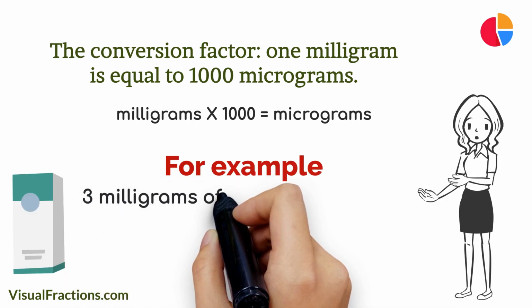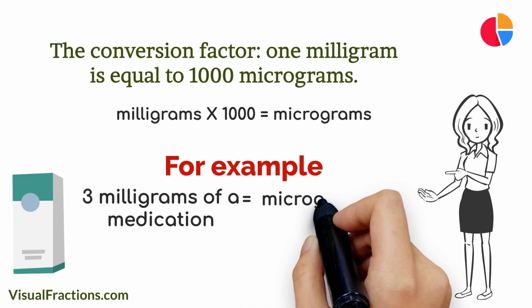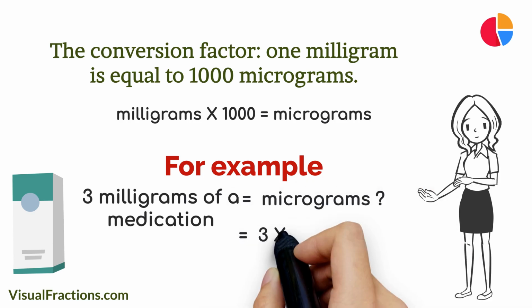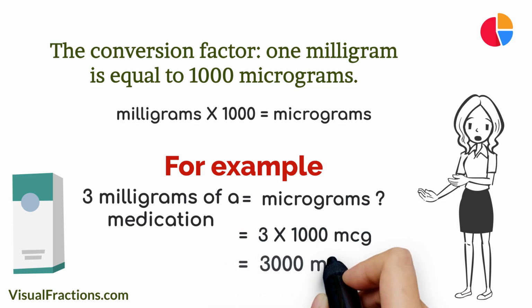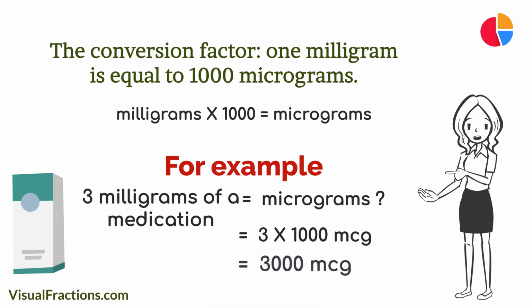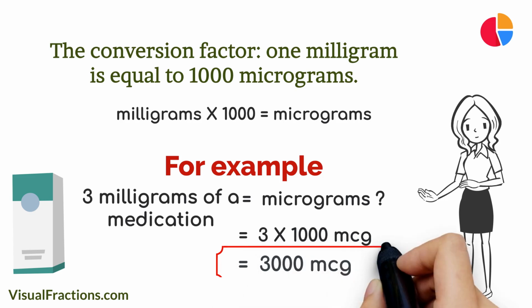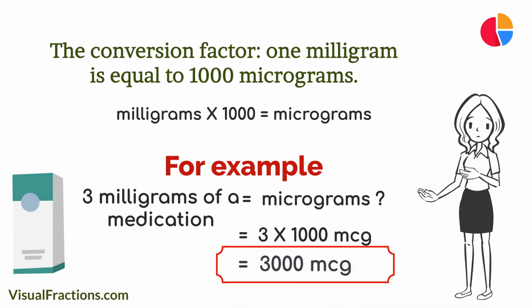Say you have 3 milligrams of a medication that you need to convert to micrograms. We start by multiplying 3 by 1,000. This gives us 3,000 micrograms. And that's it, we're done. 3 milligrams is equal to 3,000 micrograms.